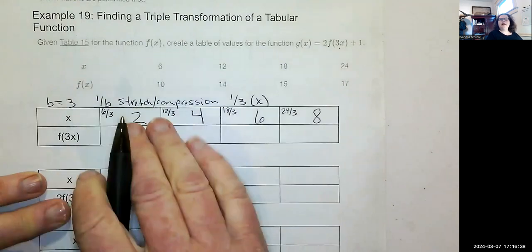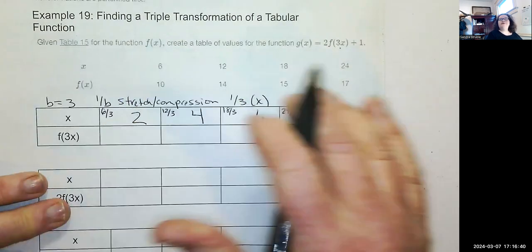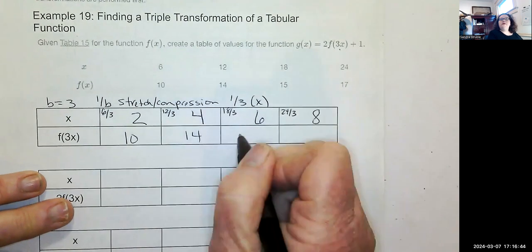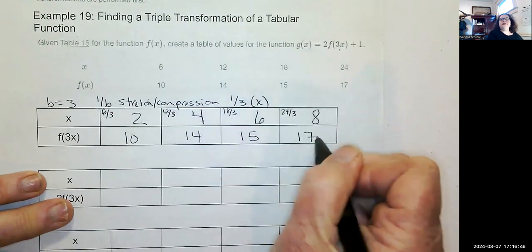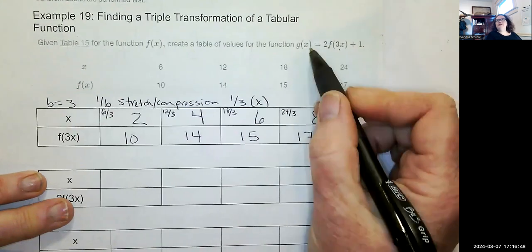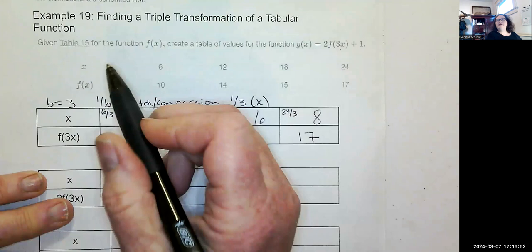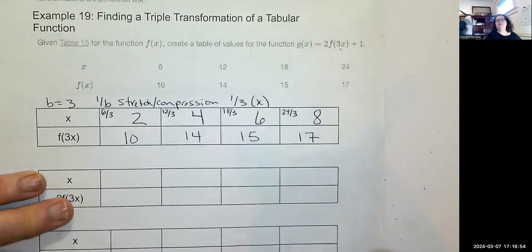For each one of these, however, we're going to get the same values for f of x. So 10, 14, 15, and 17, because that just means that g of x needs to start with a different x value than f does to get the same outcome for y.